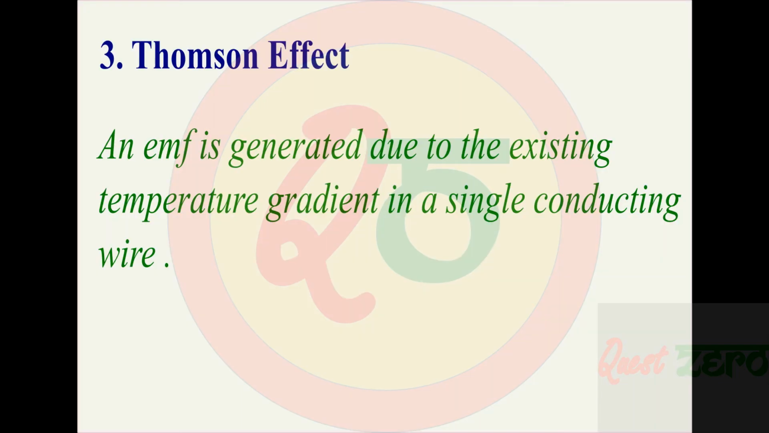Next, the Thomson effect. It says that an EMF is generated due to the existing temperature gradient in a single conducting wire. There are no junctions formed or dissimilar metals connected in this, but in a single conducting wire, because of the temperature gradient throughout its length, an EMF is generated, and this EMF is very small. Hence, it can sometimes be ignored when you calculate the EMF generated for a thermocouple.